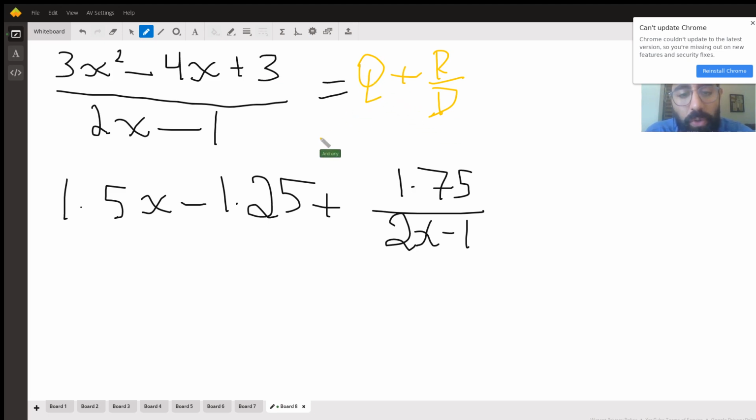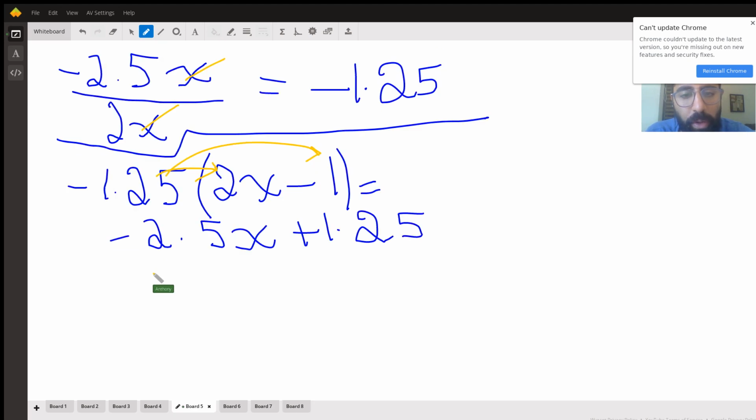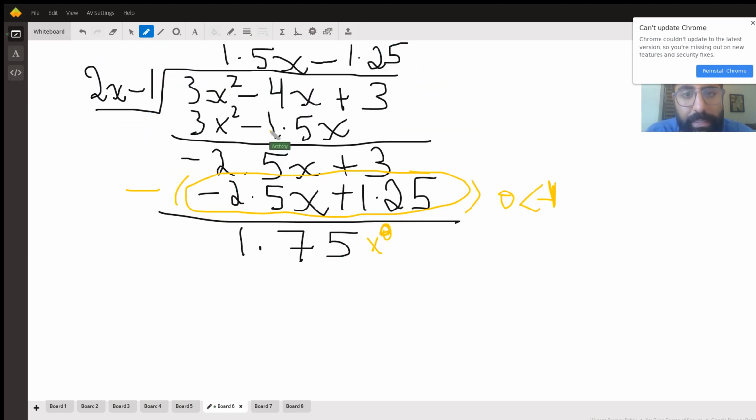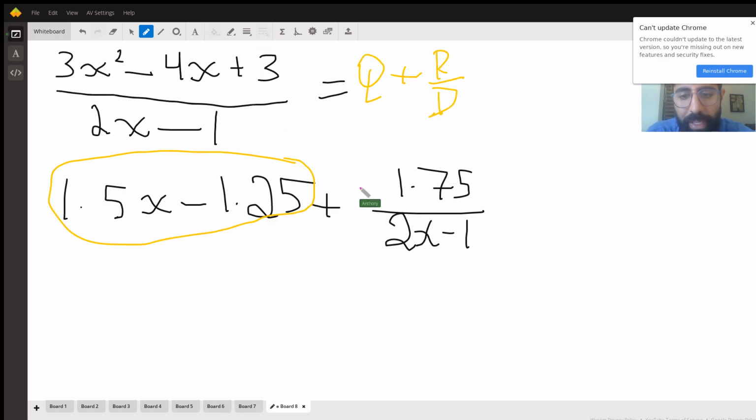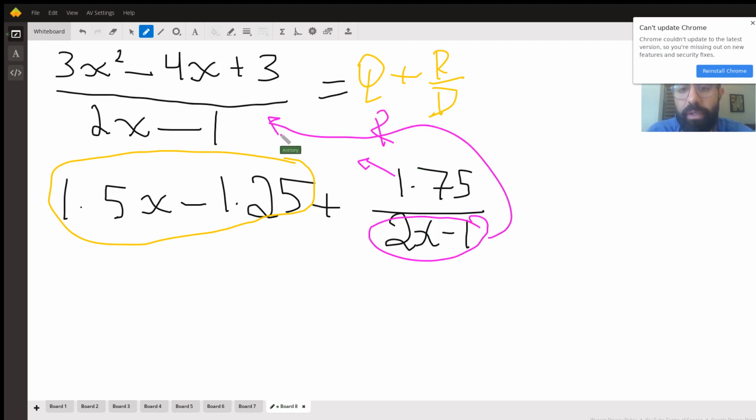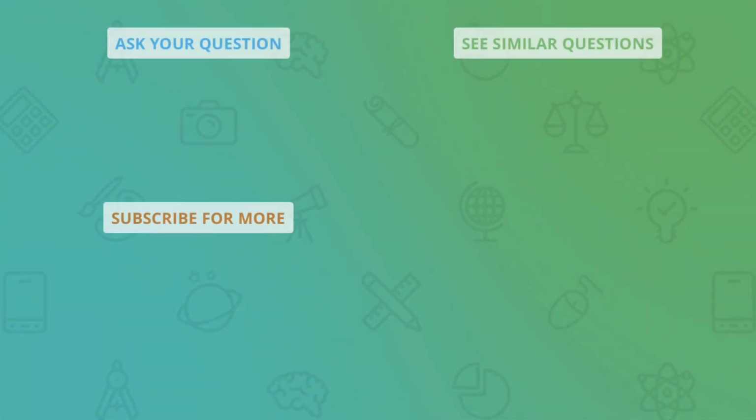Now, what is q? If you look at my division in board number 6, that's here, my q. Now, I have to add r. What is r? This is r, so it's the 1.75. And the divisor, or the denominator, is the same. And that's the answer. I hope you understood it.